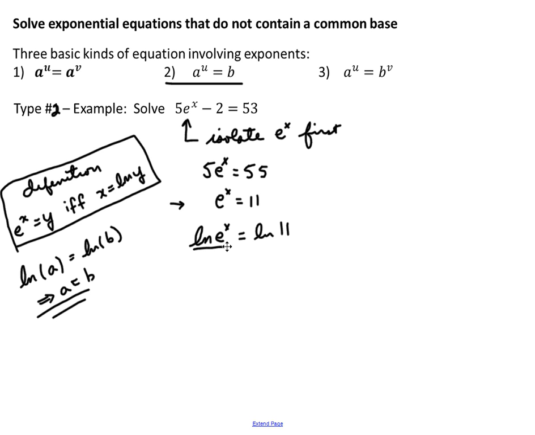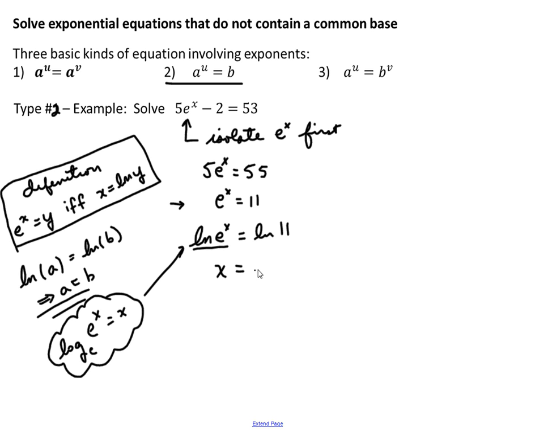And in this first case, because natural log and e to the x are inverse functions of one another, remember, we're taking the logarithm base e of e to the x, and we had a rule that said that that just undoes itself because the base of the exponent and the base of the logarithm match. We just get x on the left-hand side. So x is equal to the natural logarithm of 11.